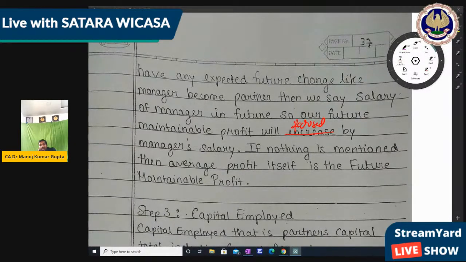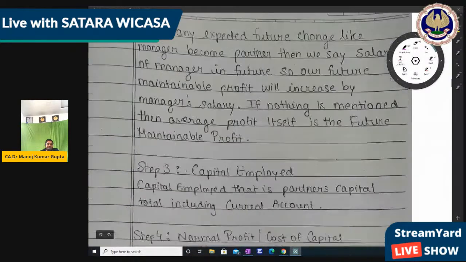Okay. It says the manager becomes partner. It means there is no need to pay salary to the manager. So it's correct: profit increases, not decreases. So profit increases, friends, they are correct, because they say, read again, manager becomes partner. So in future, we will not pay salary to the manager, since now he is a partner. So that is the saving of expenses, and our profit gets increased by the manager's salary. If nothing is mentioned, then average profit itself is the future maintainable profit.